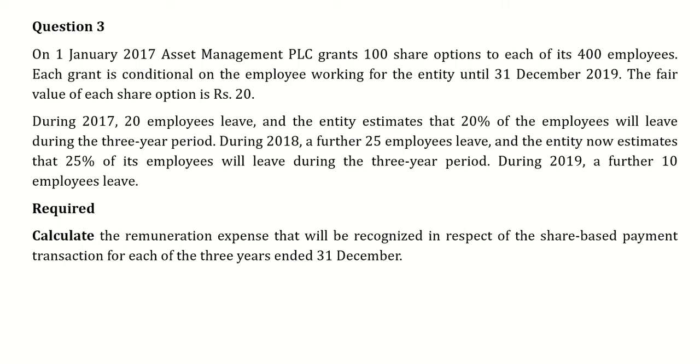2017 January. That means year end is 31st December 2017. Second year is December 31st 2018. Third year is 31st December 2019. That means the vesting period is 3 years. The vesting condition is a service condition. We call it a service condition. Why? Because the employee has to work, give their service for 3 years, right?